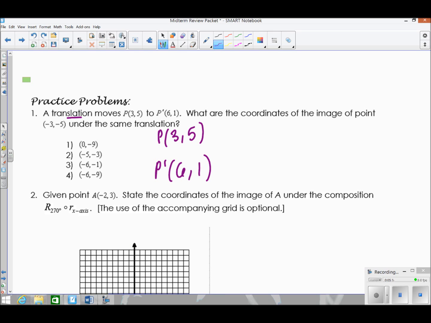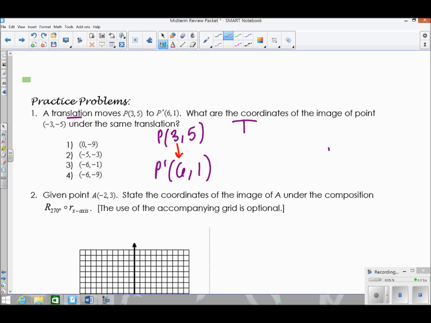And we want to know what are the coordinates of the image of point -3, -5 under the same translation. So the first thing is we have to figure out, well, what's the translation rule? So basically, how did I go from P to P prime? So we know that translations are always adding or subtracting values from the x and y coordinates.